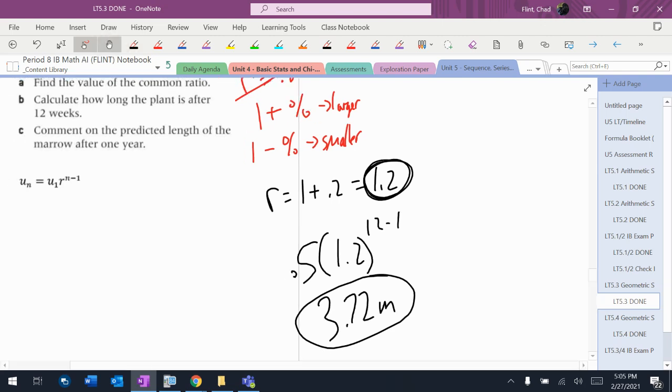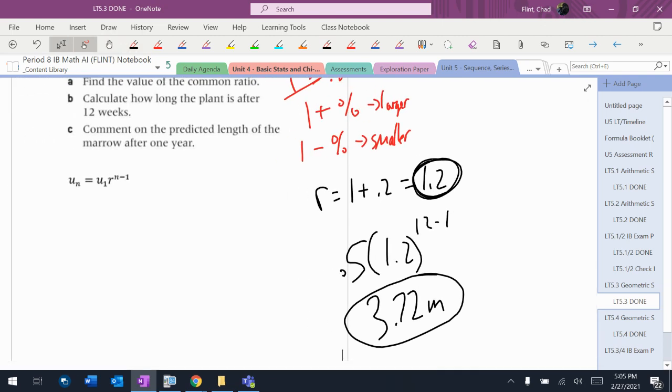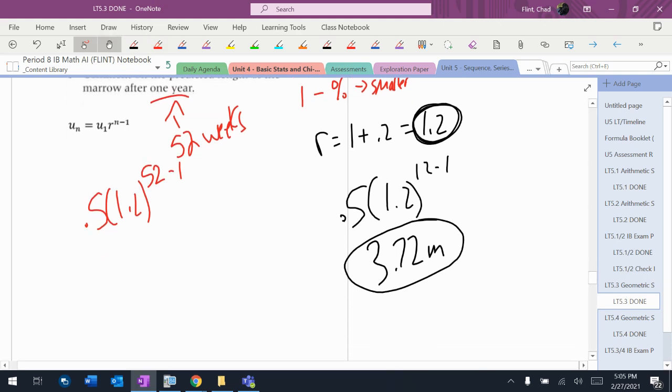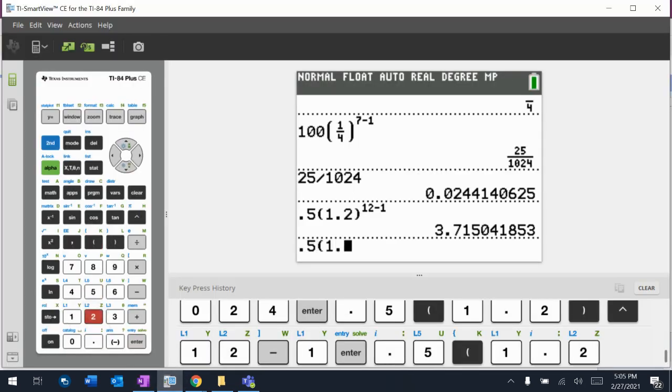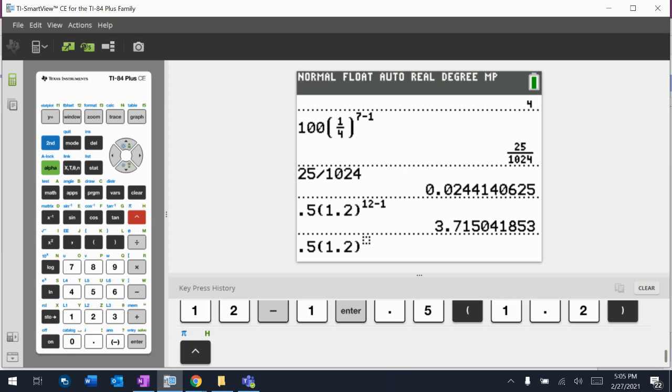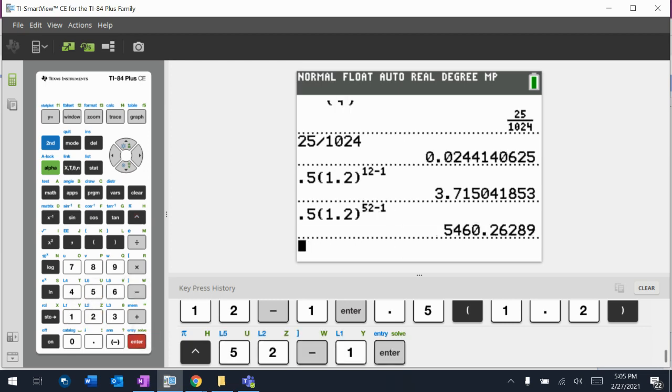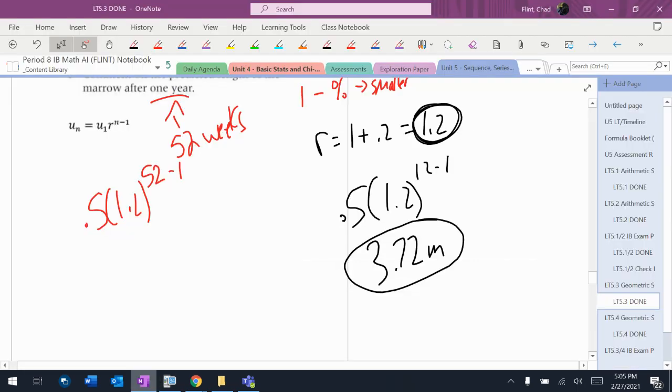Then it says comment on the predicted length of the marrow after 1 year. 1 year is 52 weeks. So it's going to be 0.5 times 1.2 to the 52 minus 1. Now this is probably going to be something astronomically way too big, but let's see what we get. So it's going to be 5,460 meters, and that's actually 3 significant figures.